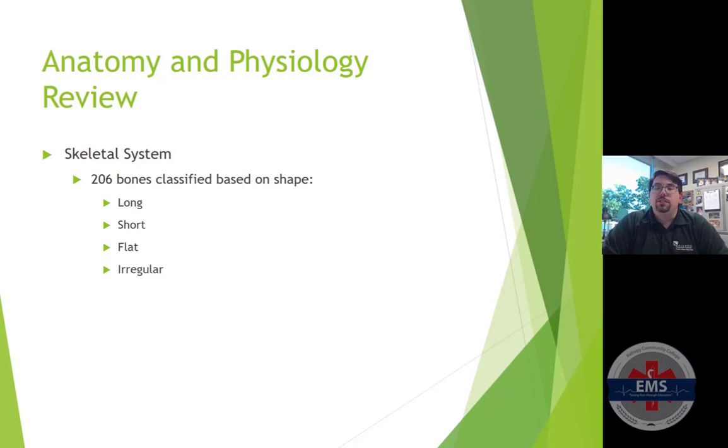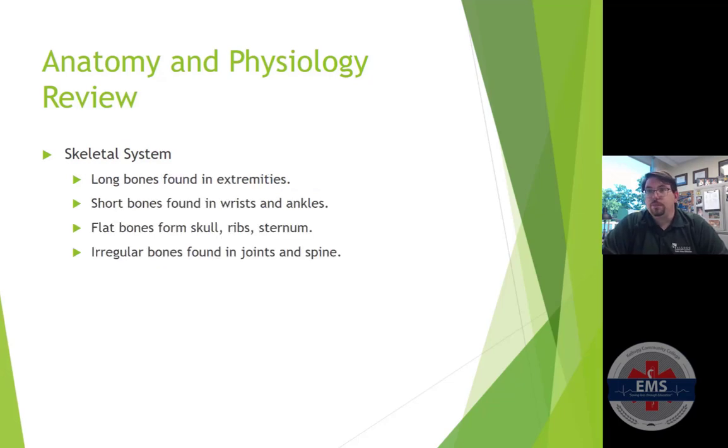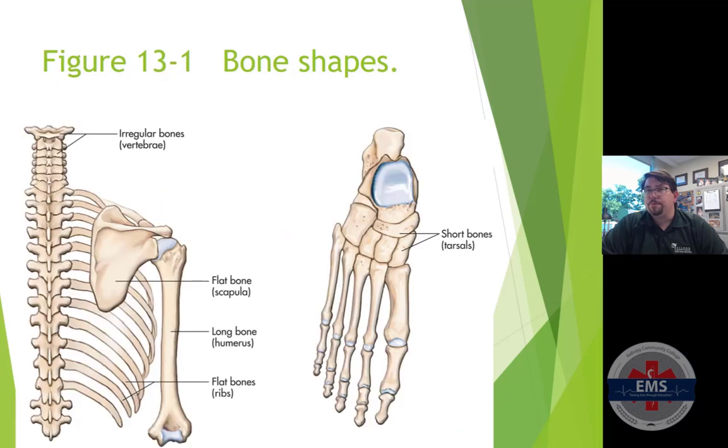So let's talk about the skeletal system. The skeletal system has 206 bones, classified based on their shape. This is a review from your anatomy and or your EMT class. We know that they're classified as long, short, flat, and irregular. With the skeletal system, long bones are found in the extremities, short bones are found in the wrist and in the ankles. Flat bones form the skull, ribs, and the sternum, and your irregular bones are going to be what are found in joints and throughout your spine.